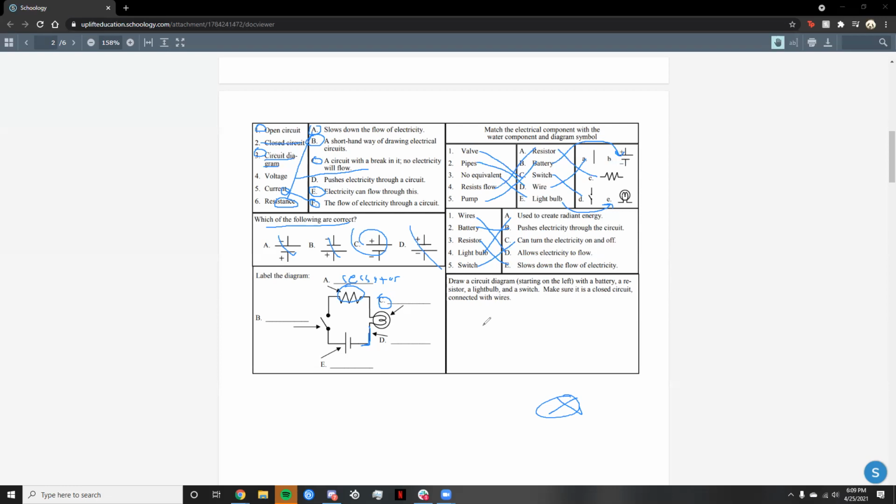All right. Now drawing a circuit. Starting on the left with a battery, a resistor, a light bulb, and a switch. I think I messed up. Oh well. We'll draw it correctly. Make sure it's closed circuited. So we have a battery. So we're gonna draw the battery. So plus, minus, upside resistor, resistor. Keep going. Then a light bulb, and light bulb is this. Or you can draw this as a light bulb, and then you keep going to a switch. That's a switch, and then you connect it, and that's how you draw that.